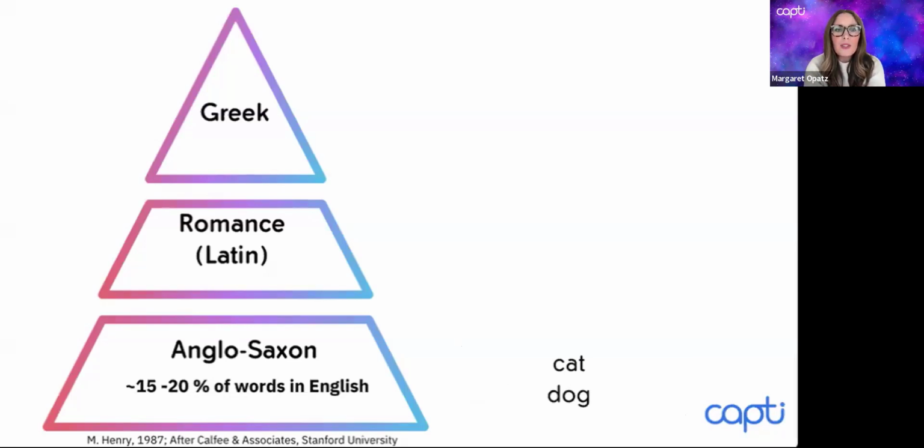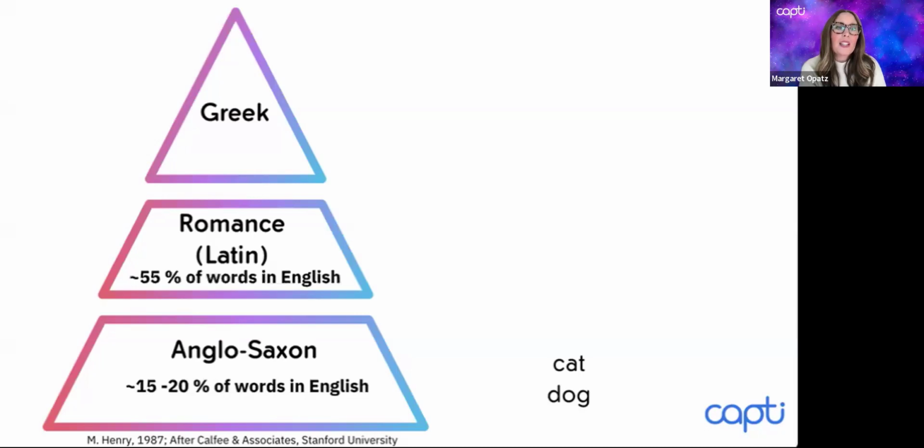These are words that do follow that one sound to one letter correspondence. We could easily tap them. We could use different types of manipulatives to help students with the sounds, producing the sounds in the words. This isn't the case for some of the other types of words.